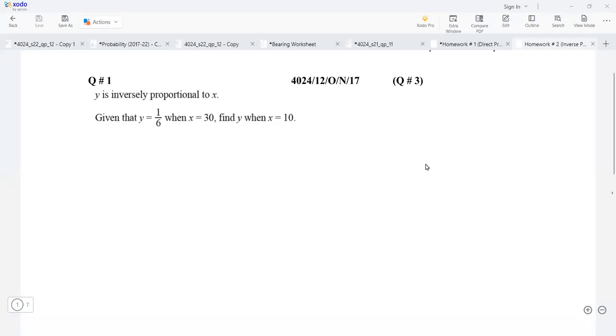Hello and Assalamu alaikum. Today, our topic is variations, specifically inverse proportions. I have with me different types of questions that usually come in CIEs related to variations. We're going to solve a few of them and help you understand how to deal with them.